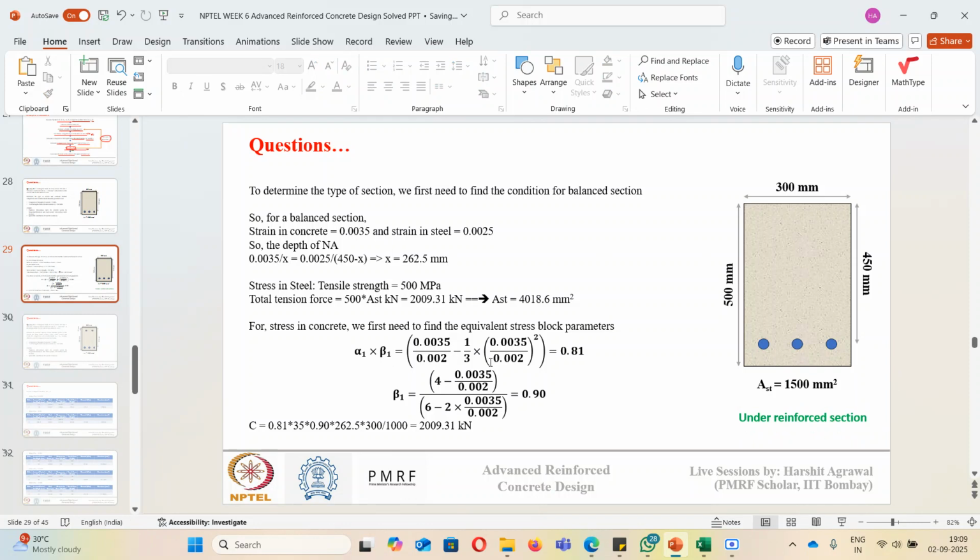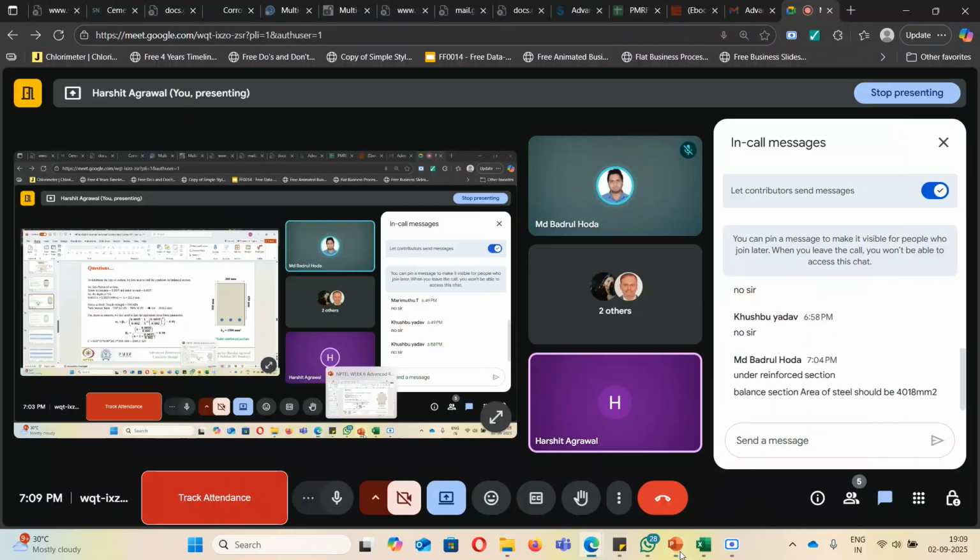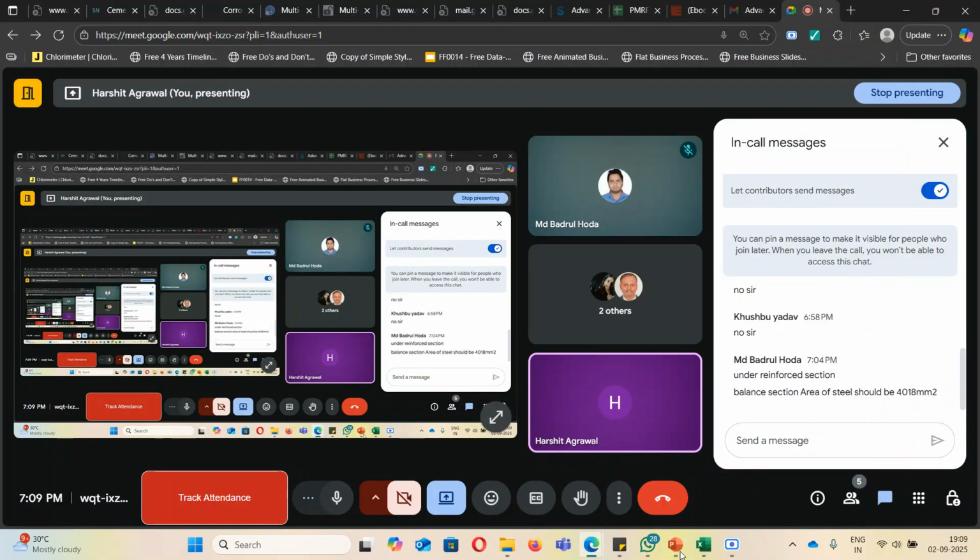Everyone clear with the solution? How we determine whether we need compression reinforcement or not? Any doubt in this? Yeah, your calculations are right.